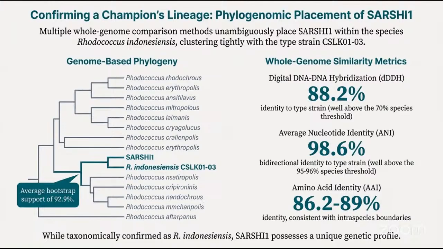Ory is the software which was used for this purpose. We also considered all other genomes in this genus, so for genus level comparison we also did genome comparison. We found that it indeed belongs to the Rhodococcus genus, and this is a novel species under Indonesiensis. For digital DNA hybridization, we got 88.2% similarity, and average nucleotide identity with CSLK01 is 98.6. We also did the amino acid identity to see how close they are to each other, and it was close to 89%.